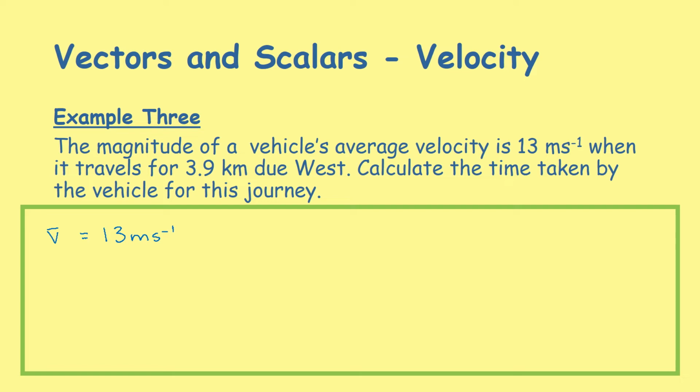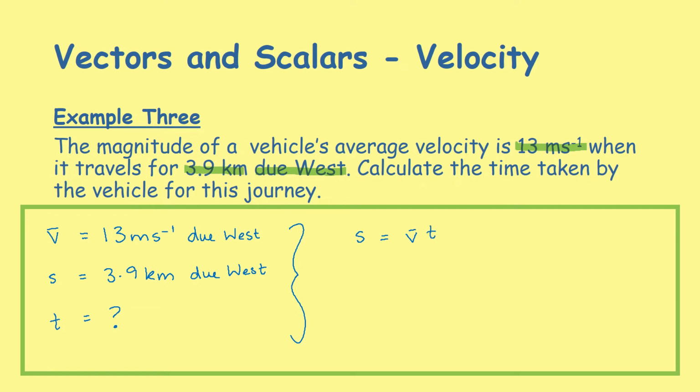So we can say this velocity, because it's a vector, is due west. And we also know the displacement will be due west as well. We can see the displacement is 3.9 kilometers. The time is what we want to work out, so t equals question mark. Using our equation, s equals v bar t, we can pop in our numbers. So 13 equals, oh, I've put the numbers in the wrong way around, haven't I?